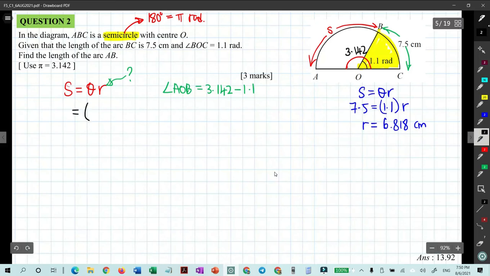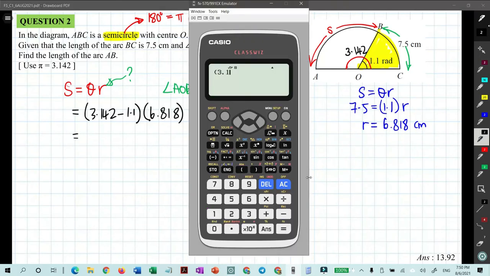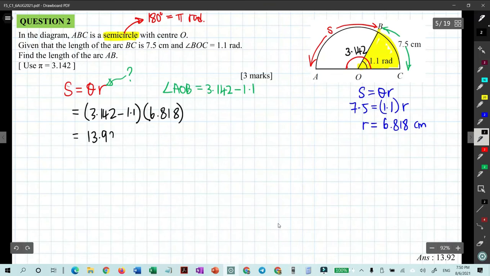So theta, 3.142 minus 1.1, multiply with 6.818. And the final answer is 13.922. So the final answer, you can write correct to 2 decimal places, but at the same time you also can leave the answer correct to 3 decimal places.